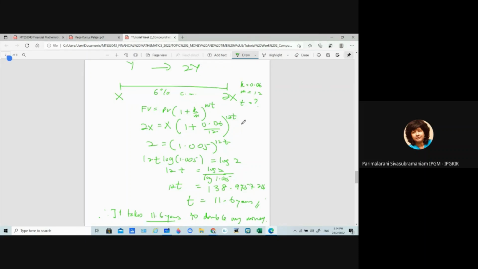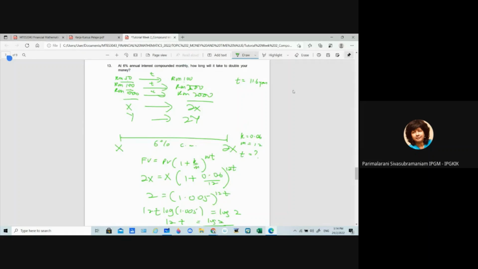So if they ask you how long does it take to triple your money, triple means you have to go from X to 3X. Present value is X means future value will be 3X. Okay, any questions regarding this? I think we have done one example during class, same type of question.